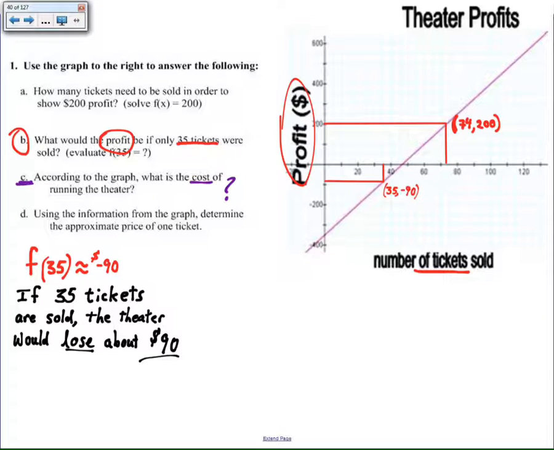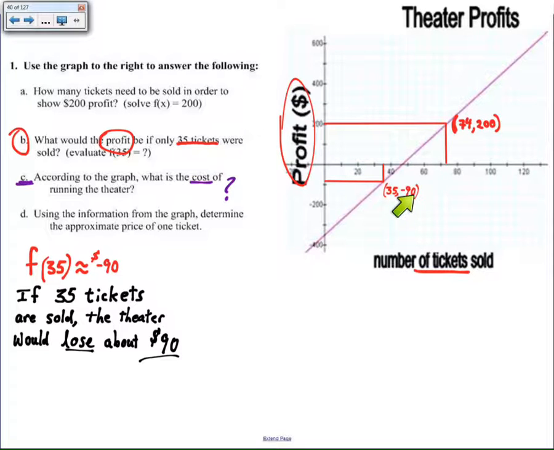Next question is interesting because what it says is, according to the graph, what is the cost of running the theater? Now at first I'm a little confused because here we have tickets, that's one variable, and here we have profits, that's another variable. It doesn't say anything about costs. So in order to do this, I have to think a little further, and I think about profit and what profit is. And profit is the amount of money that the theater gets to keep after they've covered their cost. So you can see why profit is negative in the first place. One of the reasons why profit is negative is if you sell, for example, 35 tickets, you don't quite cover your cost.